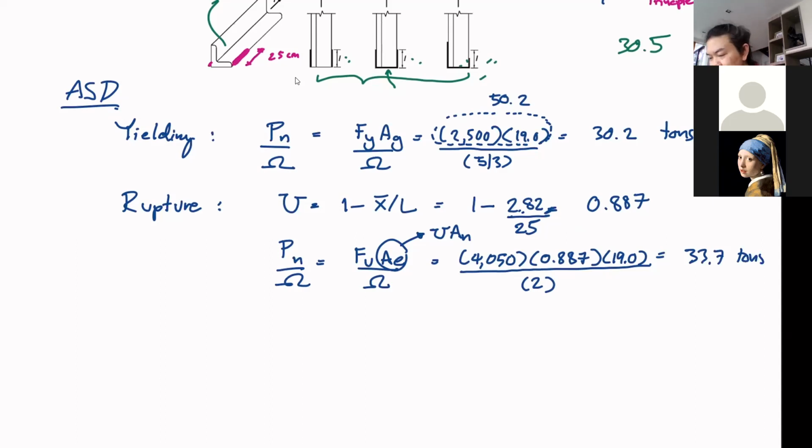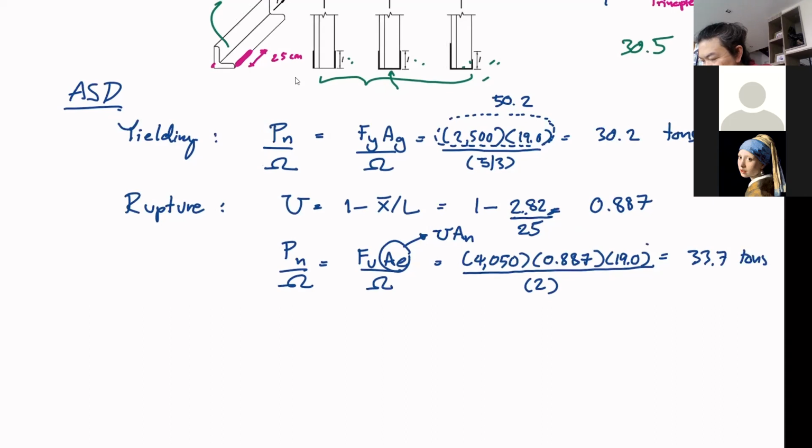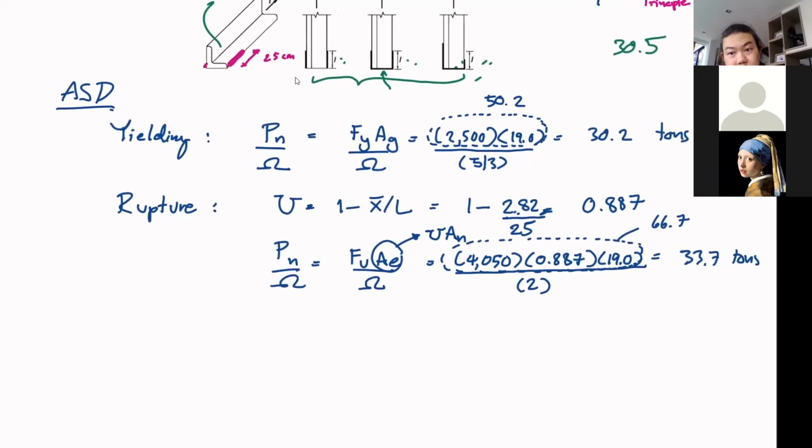So here we are, we have the number. And yes, as I mentioned earlier, it's not a bad idea to have the number before the factor of safety, just to give you some idea where you are between the nominal strength and the design strength. And this is 66.7 tons. So, you know, roughly we use only half of that. But then again, keep in mind that we use the number after the factor of safety, okay? So sometimes the nominal numbers do not tell the entire story because of the difference in the factor of safety. So in the end, now you have the design strength for the yielding 30.2 and for rupture is 33.7.